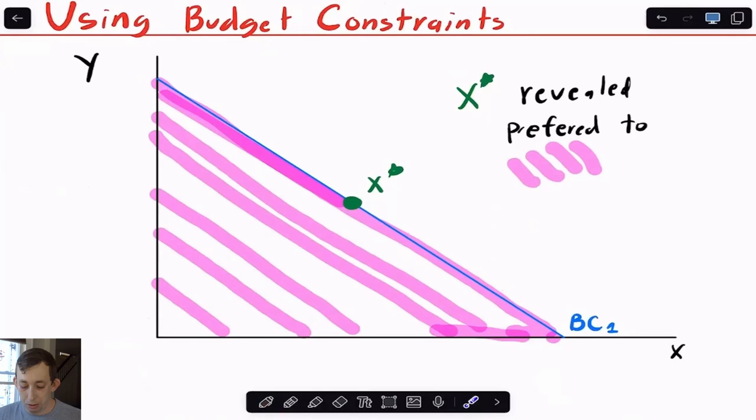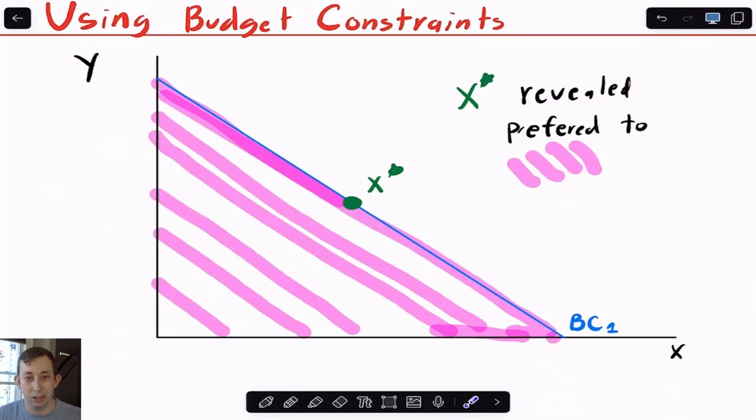If we think about WARP graphically, we have a budget constraint, this blue line BC1. The consumer is going to pick their most favorite bundle that's affordable to them, maybe it's green X star. If this is the preferred bundle, then all of these other bundles that I've highlighted in pink, including the budget constraint, were all available to Bill. Out of all of these affordable bundles, this green X star was our most preferred bundle. So X star must be better than all of these other affordable bundles, both under the budget constraint and on the budget constraint.